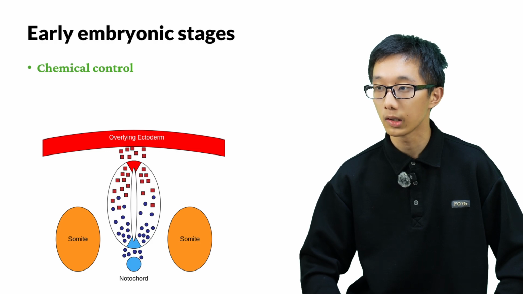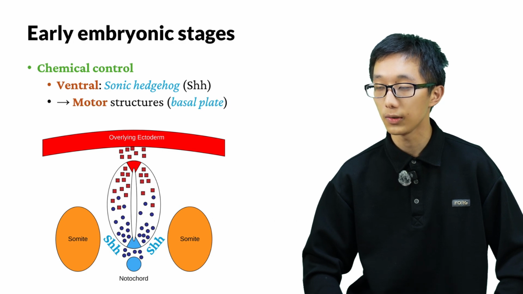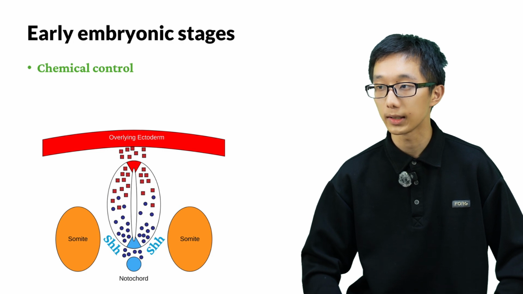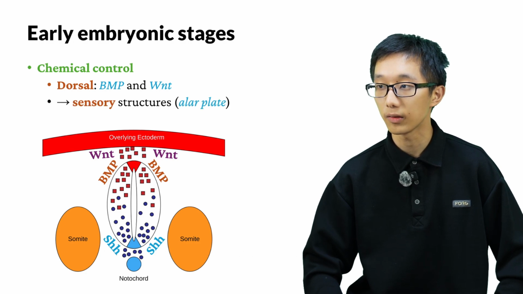As we've mentioned before, the notochord plays a role in this process. On the ventral side, the notochord releases a protein called sonic hedgehog, SHH. SHH induces the nearby cells to form motor-related structures, that is, motor neurons and other related neurons. Here, this portion of the nervous system will be called the basal plate. On the dorsal side, the ectoderm releases BMP and WNT. These proteins induce the nearby cells to form sensory-related structures. This will be called the alar plate in the central nervous system.